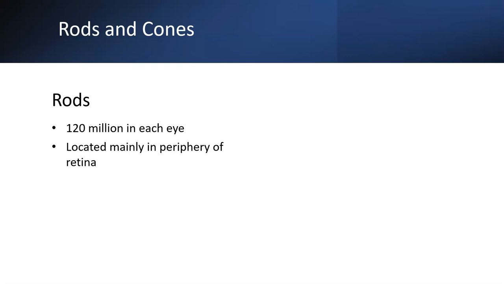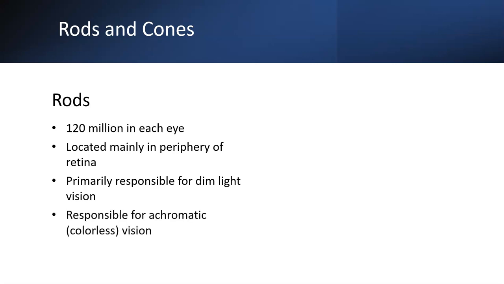It's particularly noticeable, the effectiveness of the rods, when it's darker, when it's dim. That's when color is not perceived particularly well, because the rods are the most likely to receive that information. So they're responsible for dim light vision, and what you perceive with the rods is basically achromatic.